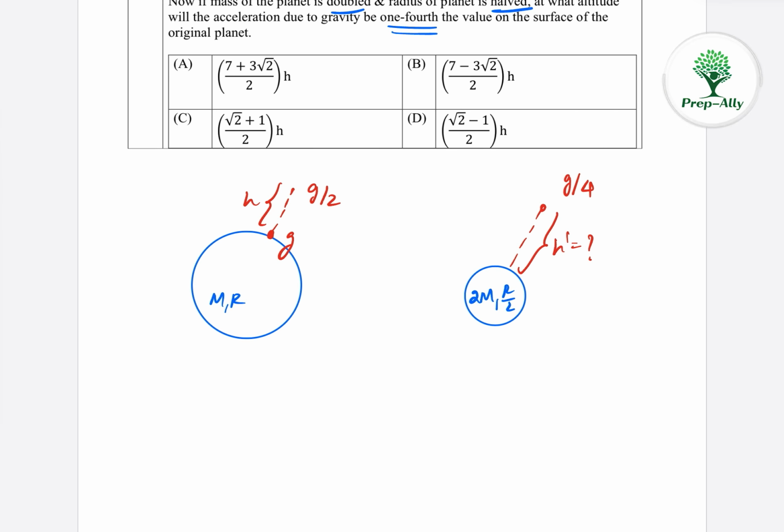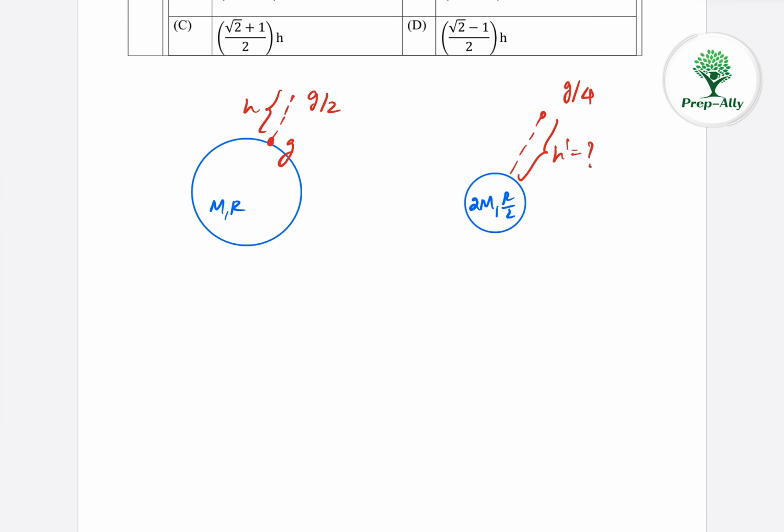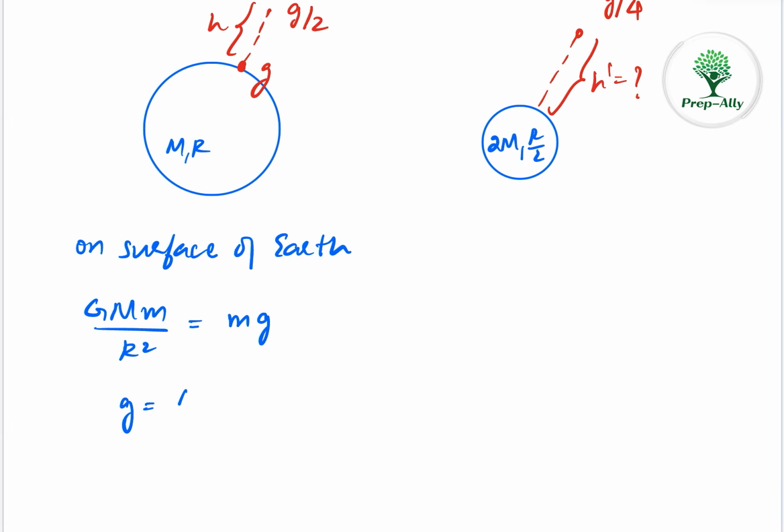Now, how do we figure out the value of acceleration due to gravity? We know the body's weight is nothing but the gravitational attraction that the body experiences. So on the surface of Earth, GMm by r square, where m is the mass of the body, is equal to mg. So we get g is GM by r square.